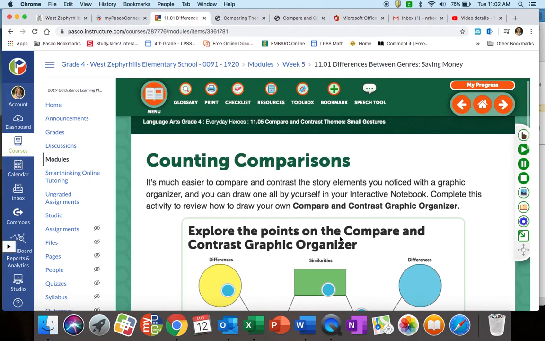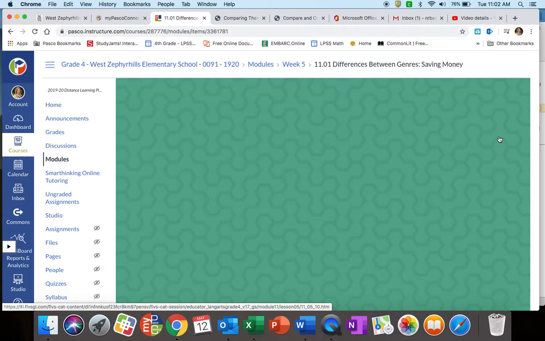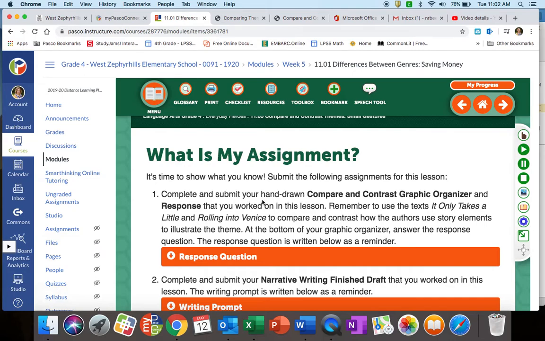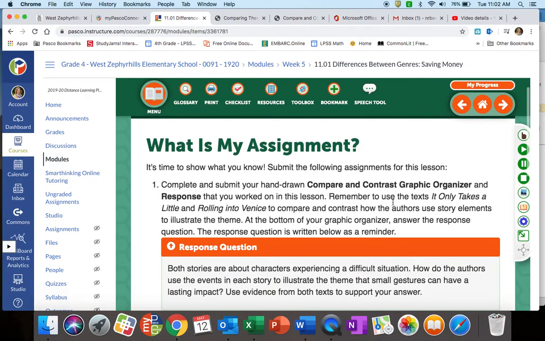At the end of lesson 5, that would be this week, they want you to submit your hand-drawn one. You're using the texts It Only Takes a Little and Rolling into Venice to compare and contrast how the authors use story elements to illustrate the theme. And there's the question for you again. So this is the one that you're drawing on your own, which was the one with the 3 rectangles in the middle and all the circles on the outside.